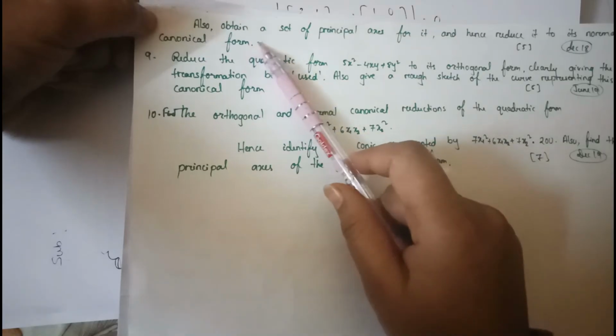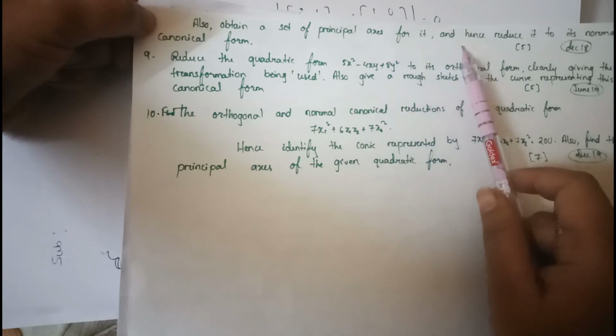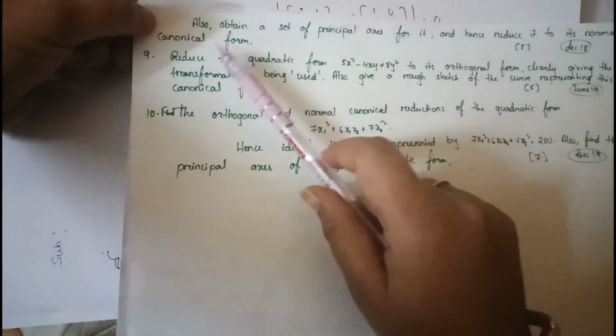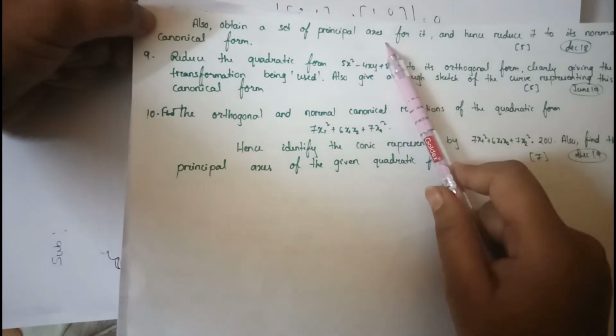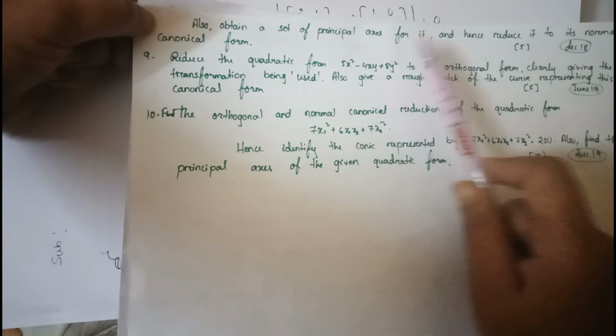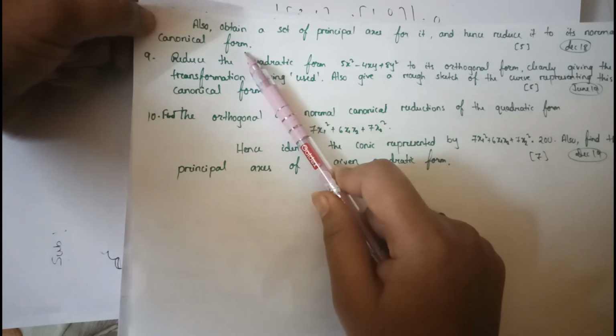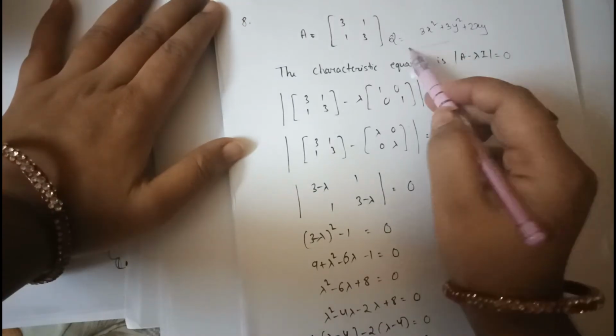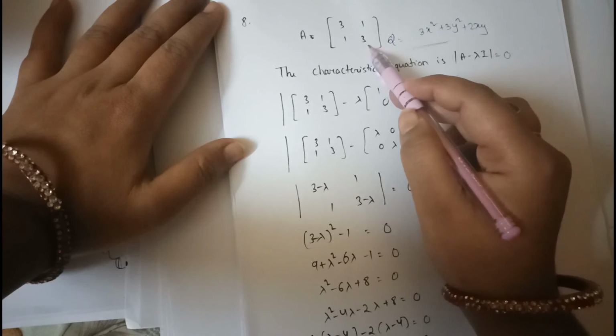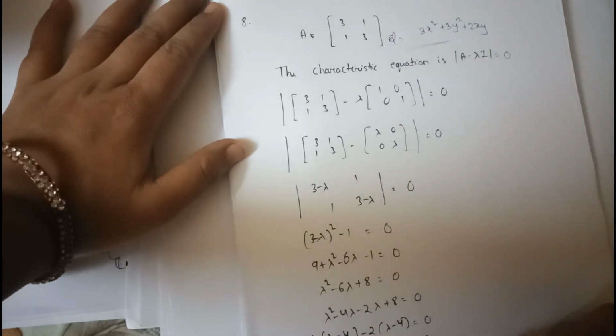Then also obtain a set of principal axes for it and hence reduce it to its normal canonical form. In the previous questions, we know how to find out principal axes and we know how to find the normal canonical form. So let's have a look at this. So here this will be the real quadratic form. This is my matrix form given and we will do as I have discussed before also to find the principal axes.